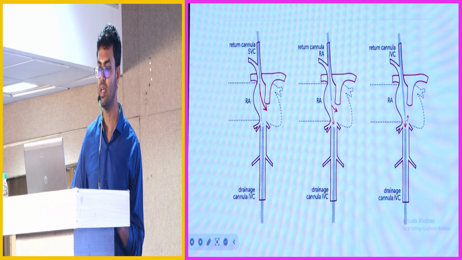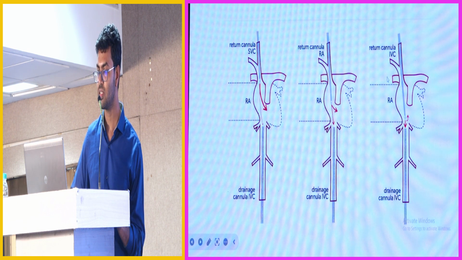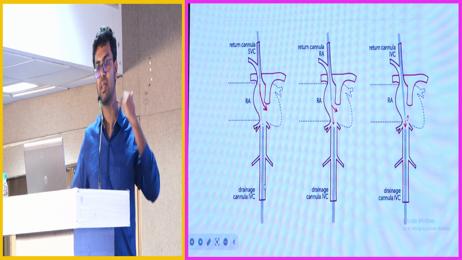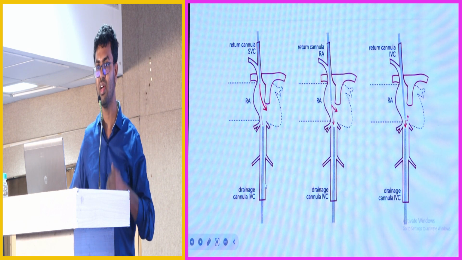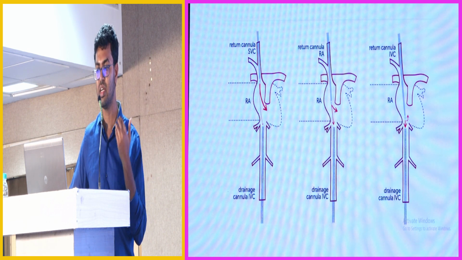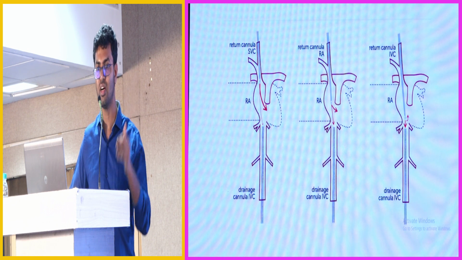Usually, I have told you, there is the drainage cannula and the returning cannula. If they are apart, most of the returning blood will go to the RV through the tricuspid valve. But as the gap between these two tips decreases, recirculation forms. The oxygenated blood goes back again to the drainage cannula, and the drainage cannula pumps the same blood back to the returning cannula. It forms a circuit, and effectively the patient gets no oxygenation. It's just the oxygenated blood circulating in the circuit.